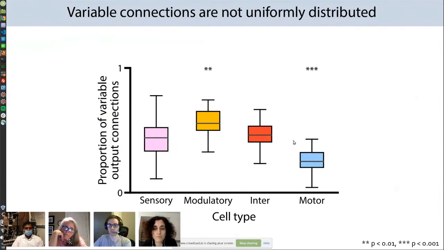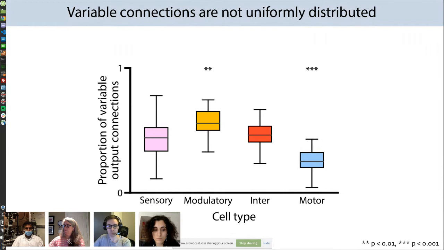If we do this, we see that variable connections are most common among modulatory neurons and least common among motor neurons. The high stereotypy of synapses from motor neurons may reflect the requirement of high fidelity in circuits for motor execution. On the other hand, modulatory neurons, which can secrete monoamines and neuropeptides by volume release, may have the weakest requirement for the precise positioning of their synapses because they can exert long-range effects.